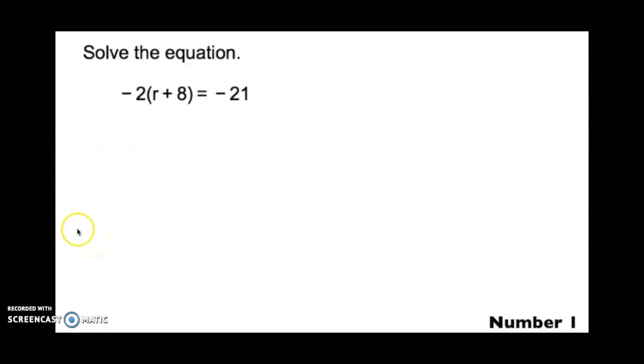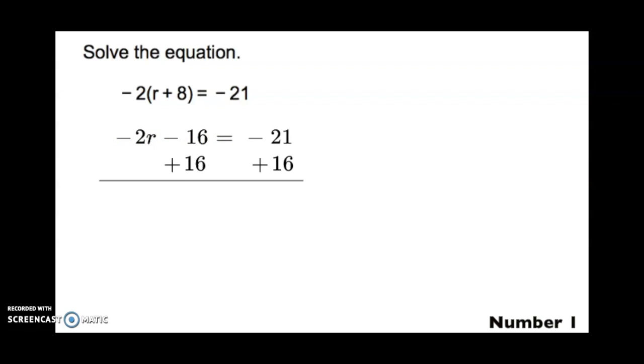So the first thing I need to do is to distribute this negative 2 into the parentheses. So negative 2 times r is negative 2r, and negative 2 times 8 is negative 16. So writing that out, I have negative 2r minus 16 equals negative 21.